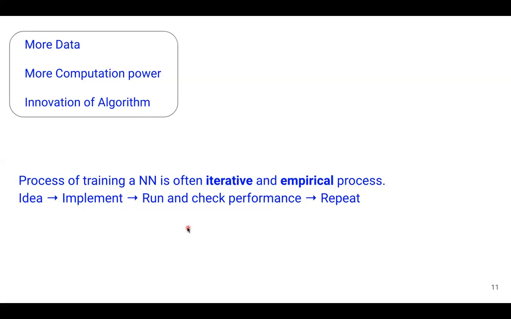Since it is such an iterative process, it is very important to be able to run the training of a network very quickly, because if every iteration takes a long time, that is not very efficient. So while you are writing the code to implement a neural network, it is important to write the code in a way that it runs fast. In this context, we will discuss something called vectorization, which makes your code run fast.